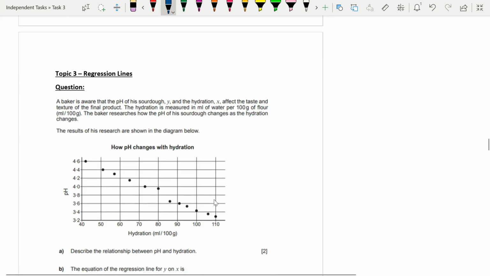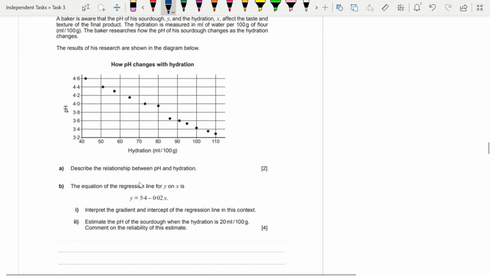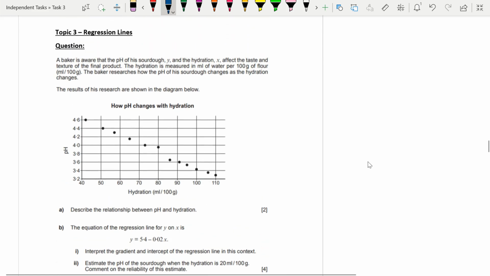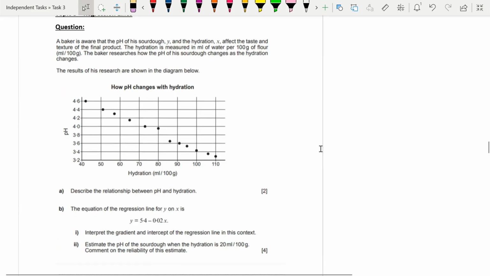Right, now, regression lines. Okay, so you can see the really wordy question here, so we need to really make sure that we're understanding what's going on. Okay, so we've got a baker who is aware that the pH of his sourdough, Y, and his hydration, X, affects the taste and texture of the final product. The hydration is measured in milliliters of water per 100 grams of flour. The baker researches how the pH of his sourdough changes as the hydration changes. The results are shown in the diagram.